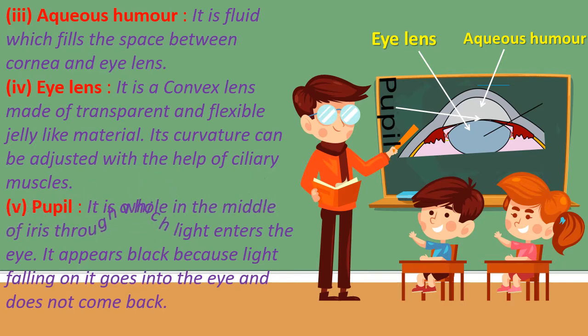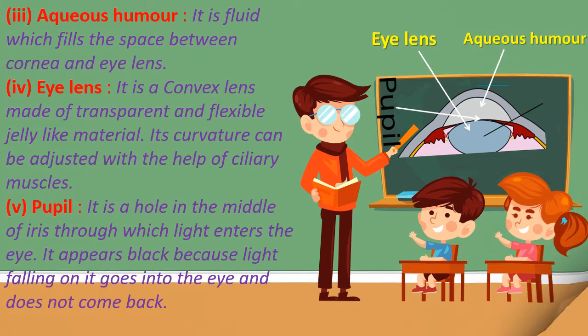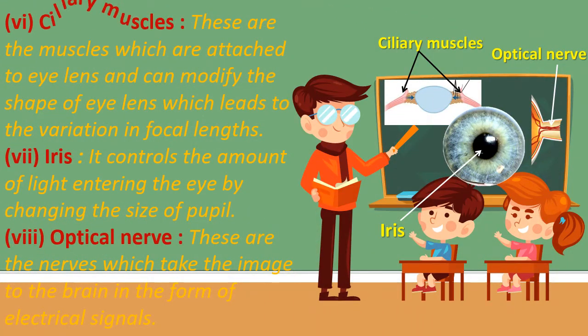5. Pupil. It is a hole in the middle of the iris through which light enters the eye. It appears black because light falling on it goes into the eye and does not come back. 6. Ciliary muscles. These are the muscles which are attached to the eye lens and can modify the shape of the eye lens, which leads to the variation in focal lengths.